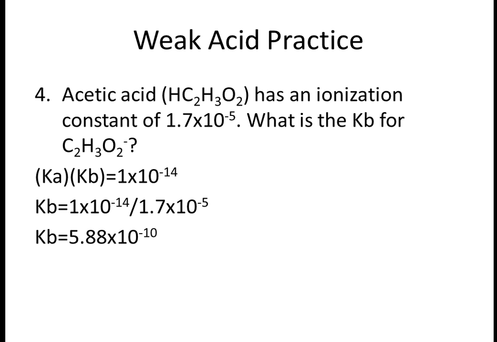So then to find the Kb, you look back at the equation, Ka times Kb, which is equal to 1 times 10 to the negative 14. And then you just do Kb is equal to 1 times 10 to the negative 14, divided by the Ka that they gave you, which is 1.7 times 10 to the negative 5. So then you get Kb is equal to 5.88 times 10 to the negative 10.